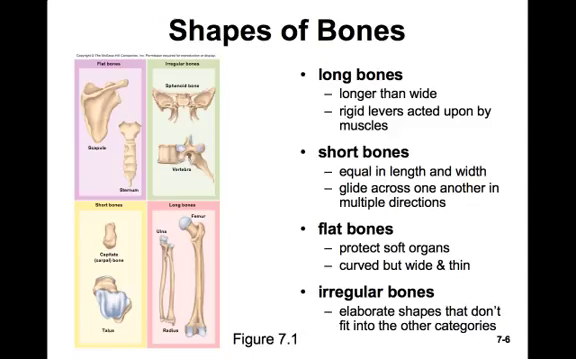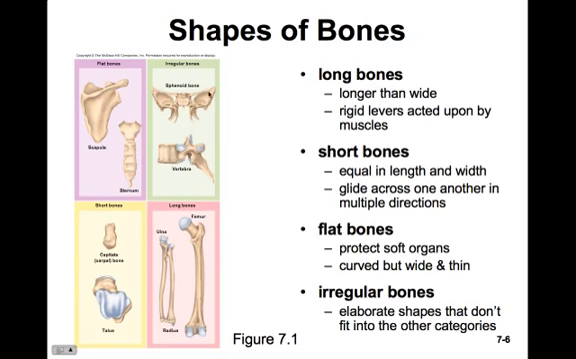Short bones are bones that are equal in length and width. Short bones are pictured here. They're things like the carpal bones and the tarsal bones, or the talus in the foot. They generally glide across one another and move in multiple directions. Flat bones usually protect the soft organs, things like the scapula or the sternum. They're often curved, but they're wide and very thin. The bones of our skull are flat bones.